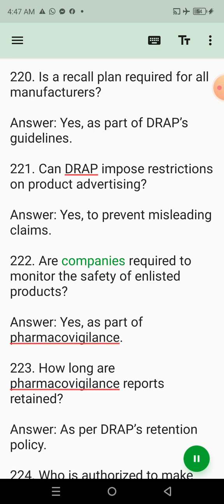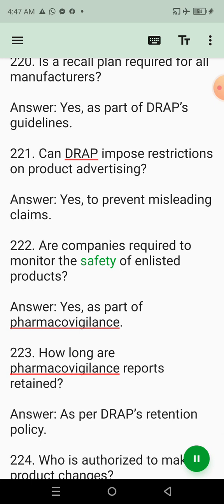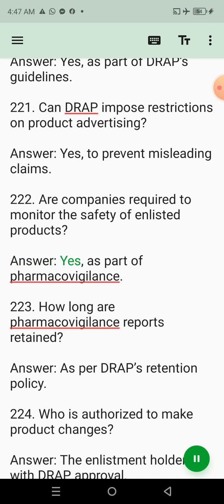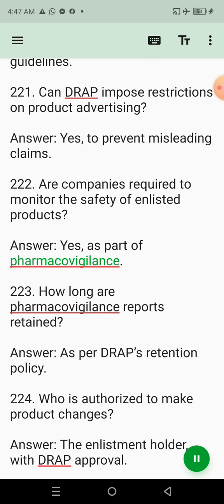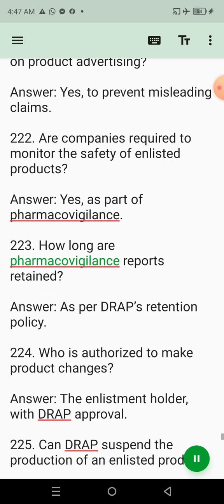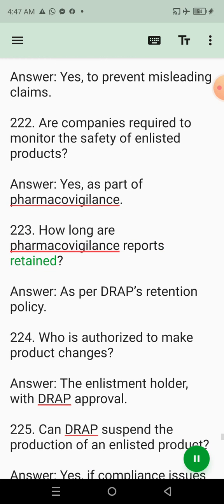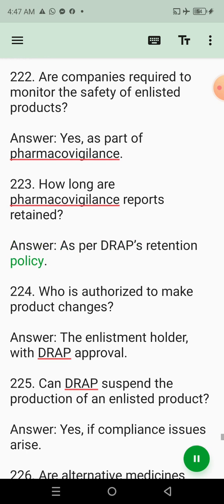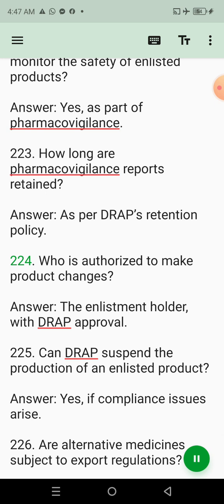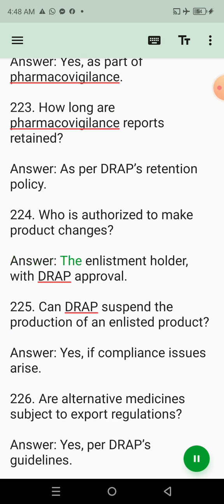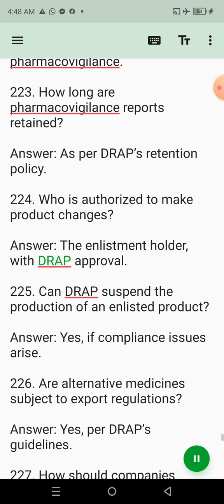222. Are companies required to monitor the safety of enlisted products? Answer: yes, as part of pharmacovigilance. 223. How long are pharmacovigilance reports retained? Answer: as per DRAP's retention policy. 224. Who is authorized to make product changes? Answer: the enlistment holder, with DRAP approval.